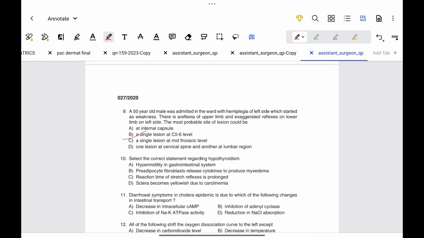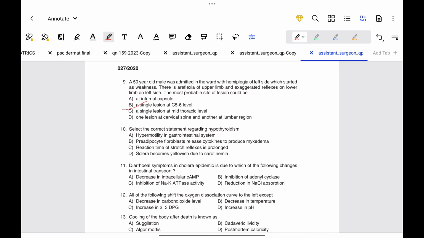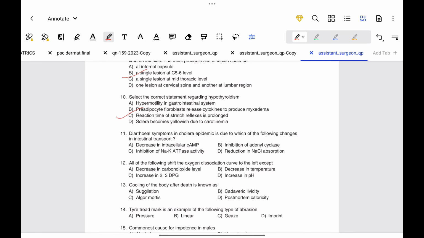Select the correct statement regarding hypothyroidism. The answer is reaction time of stretch reflex is prolonged. Next, diarrheal symptom in cholera epidemic is due to which of the following changes in the intestinal transport?